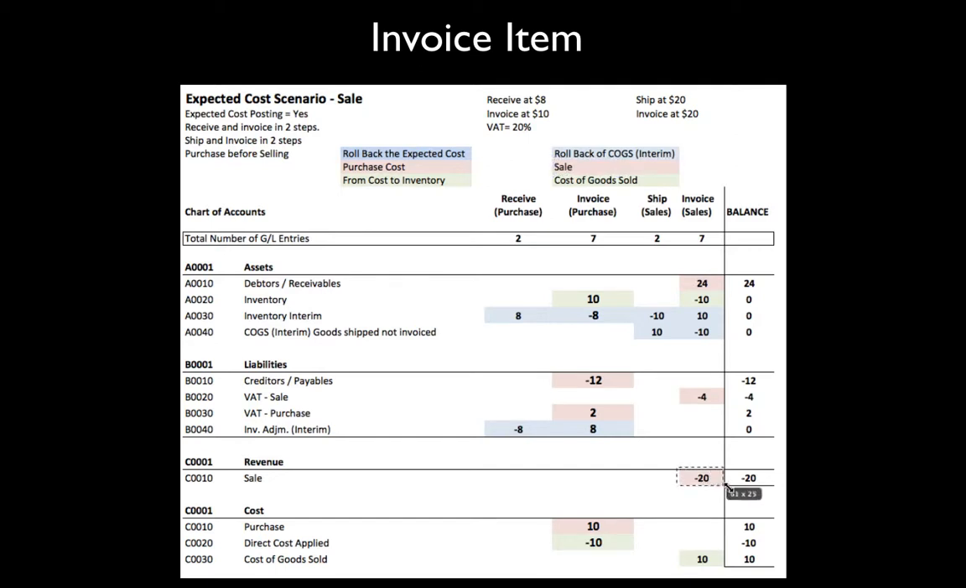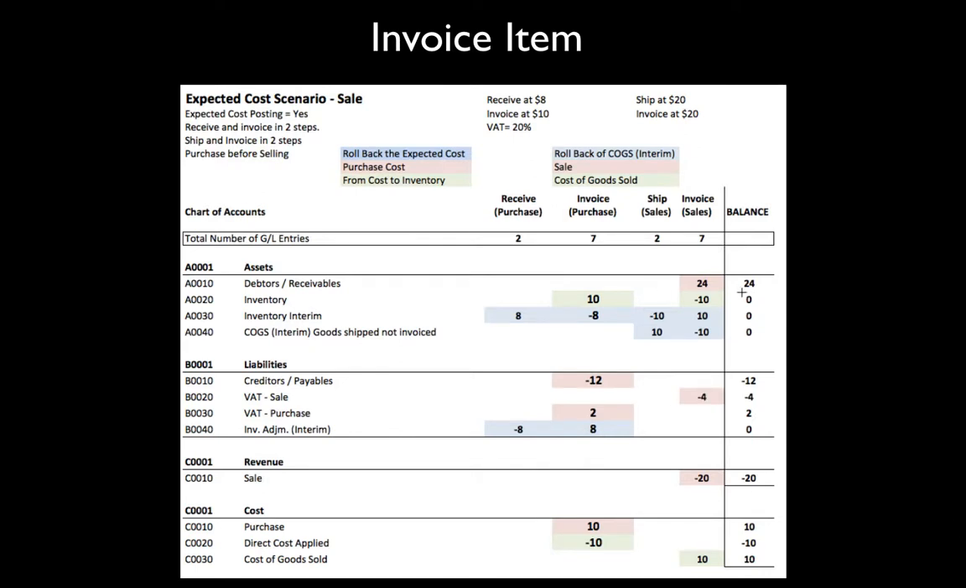And finally we have our sales transactions, which are marked with the pink color, and we have a sale of 20. It's minus because it's credit, so this is a good sale. We have a debtors or accounts receivable for 24, and the reason it's 24 is because we expect our customer to also pay some VAT, which we'll be able to pass on eventually to the tax authorities.